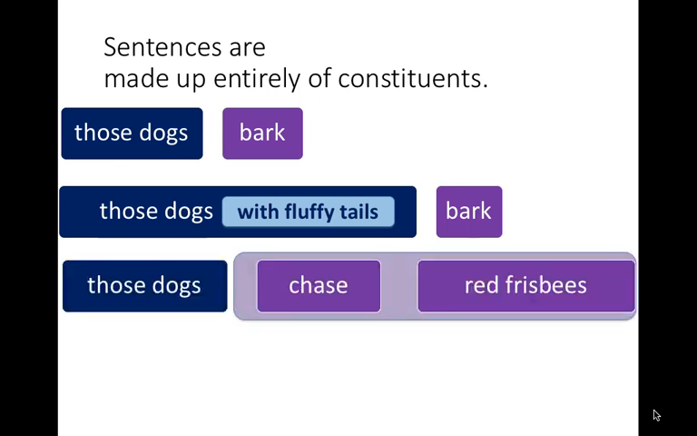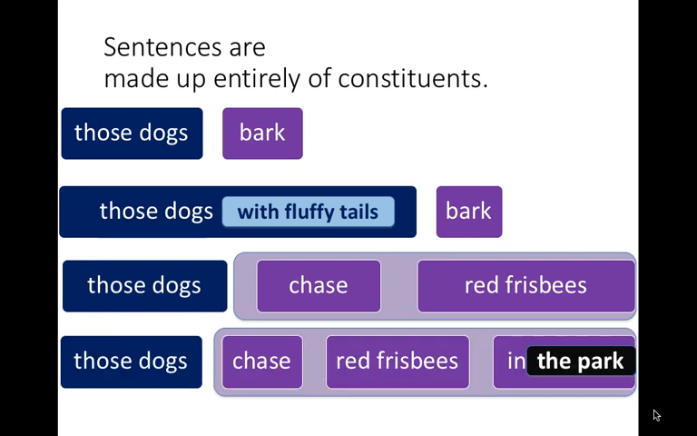If we change the verb, we could also have more complexity in that second part. Chase is one constituent, red frisbees is another. Together, they make up the constituent chase red frisbees. Or there can be a third one in here. So we have chase, that's one, red frisbees is another. In the park is a third constituent, and it has a smaller chunk, a smaller constituent, the park, in it. Together, they make up the constituent chase red frisbees in the park.